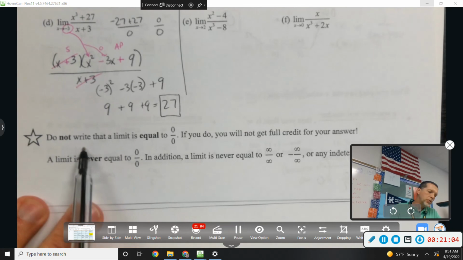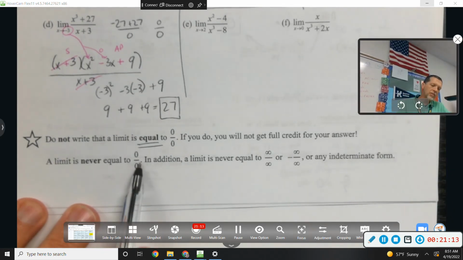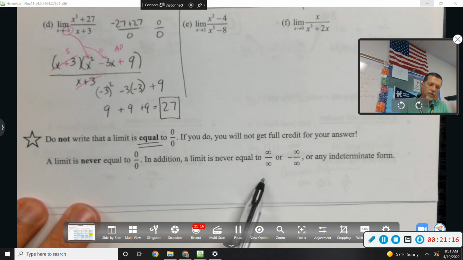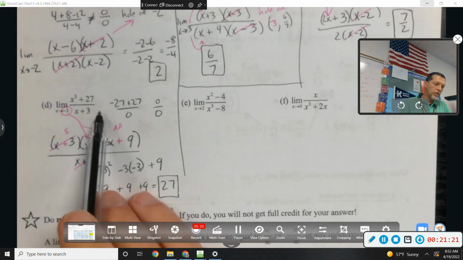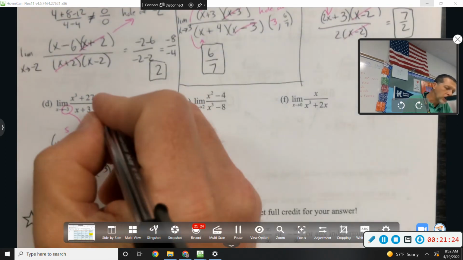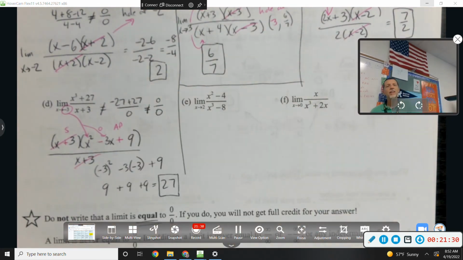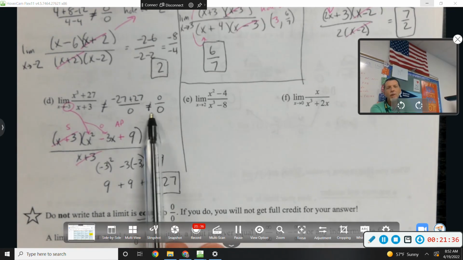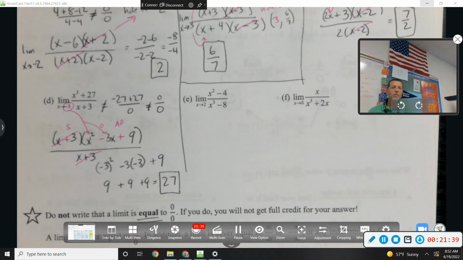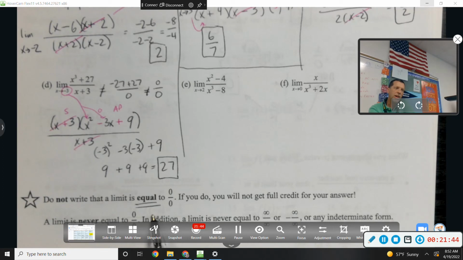Star down there at the bottom. Do not write that a limit is equal to 0 over 0. If you do, we will not give you full credit for your answer. A limit is never equal to 0 over 0, or infinity over infinity. Like, you have to do something to clean it up if you get that. So you may not know that ahead of time. So if you put equals, then you need to go back and say, whoops, just kidding, it doesn't equal that. I need to go fix it. So if out of habit you put equal signs, that's fine. Go back and change it. Say, whoops, I didn't really mean that, because it can't be 0 over 0. So you have to show your work, but you got to be careful about the equal sign.